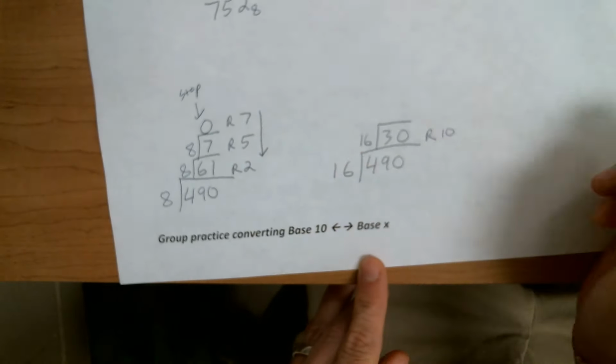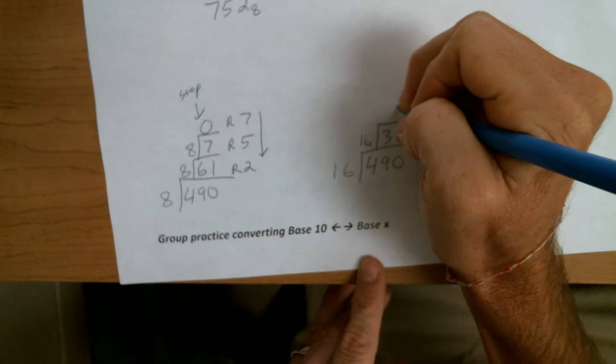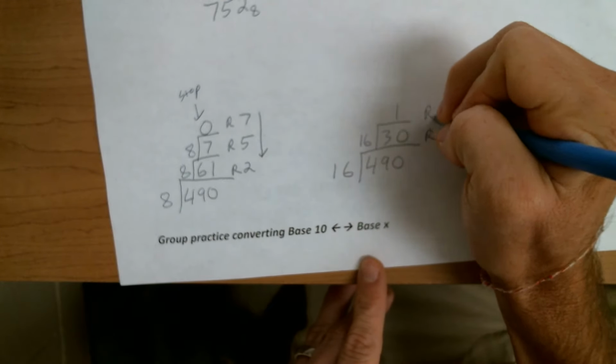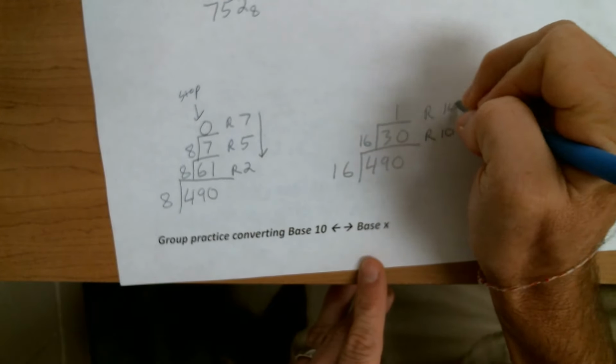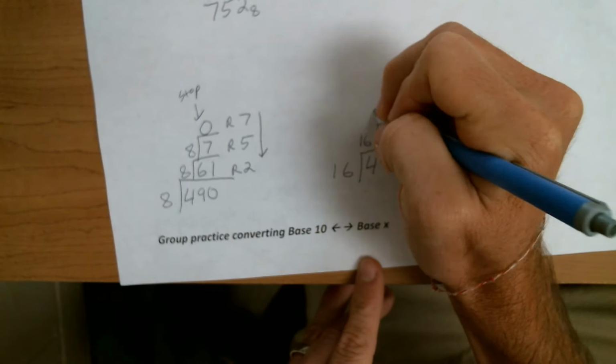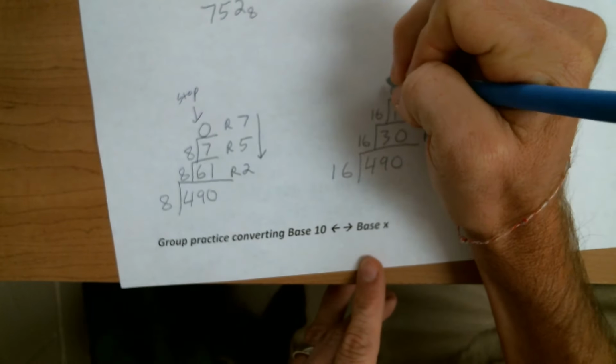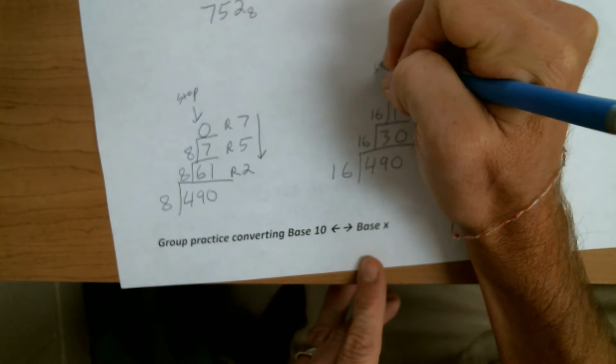And then I can divide by 16 again. 16 only goes into 30 one time. And then there are 14 left over. And then how many times does 16 go into 1? Well, it goes in 0 times with 1 left over. So again, this tells me to stop.